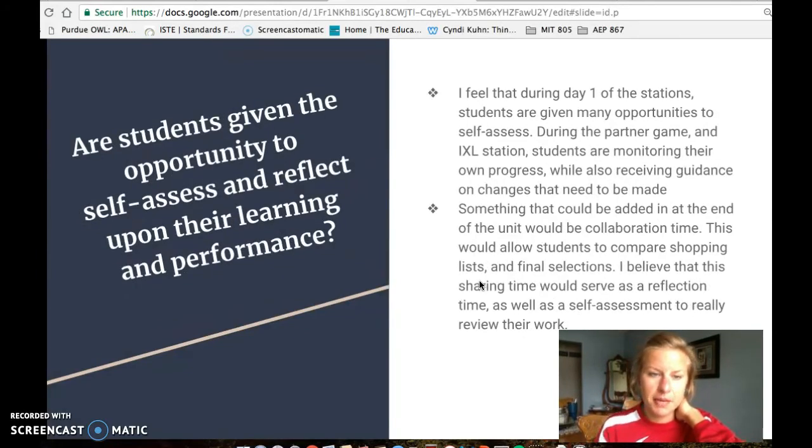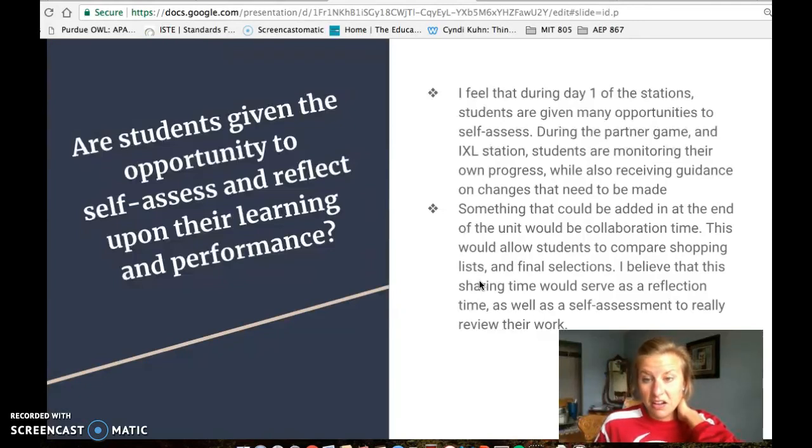Finally, are students given the opportunity to self-assess and reflect upon their learning and performance? I feel that during day one, they're given many opportunities to self-assess. They have a partner game and an IXL station, and when they're getting that immediate feedback and guidance, that's a chance for them to really think about what I'm doing wrong, what I'm doing right. And with that partner time, they get to collaborate as well.